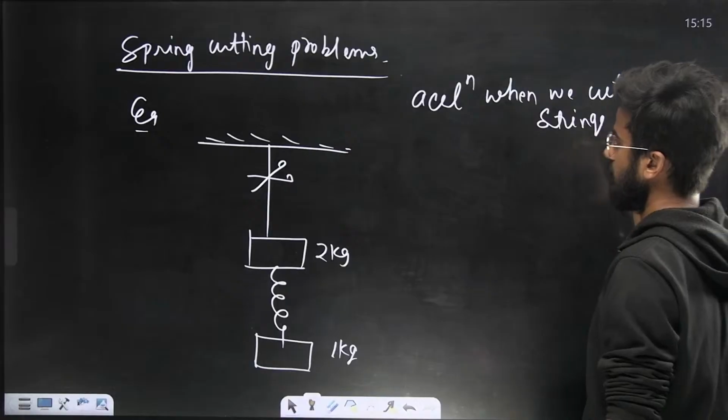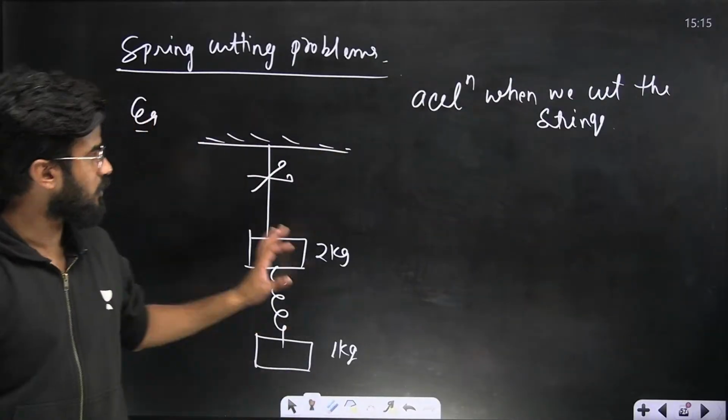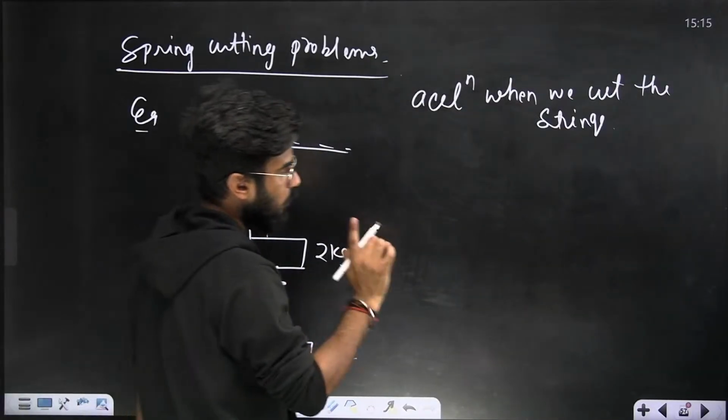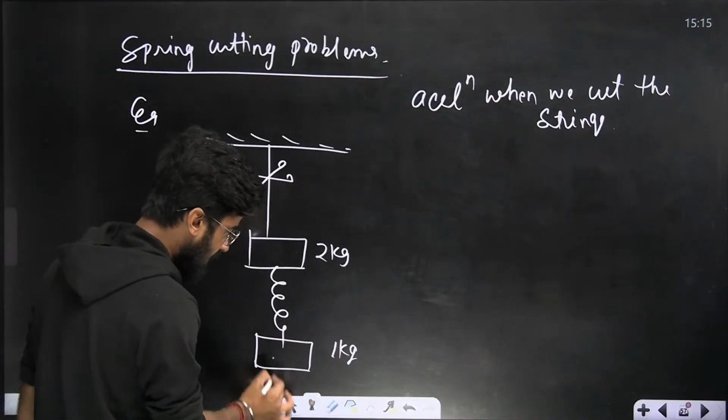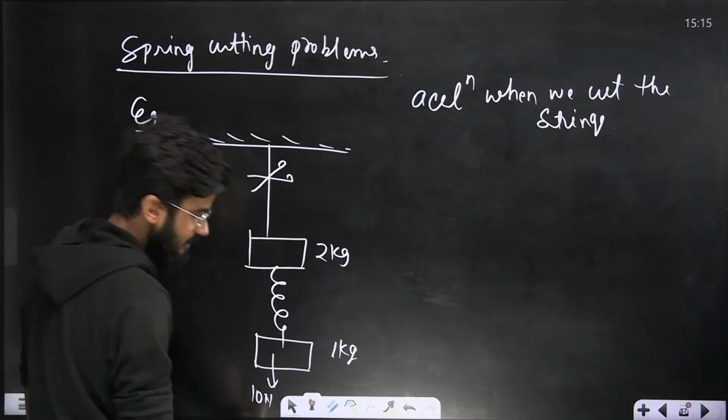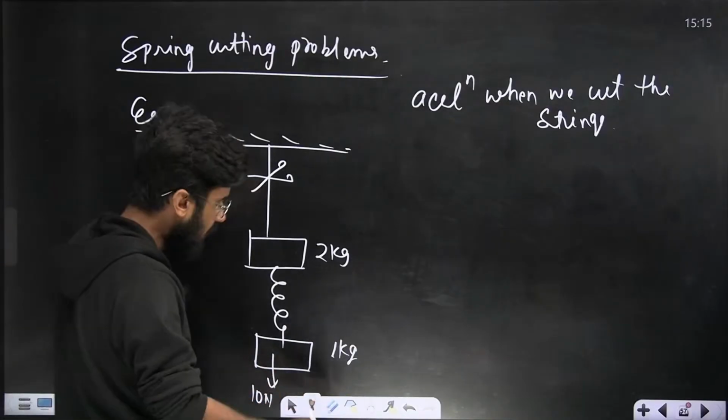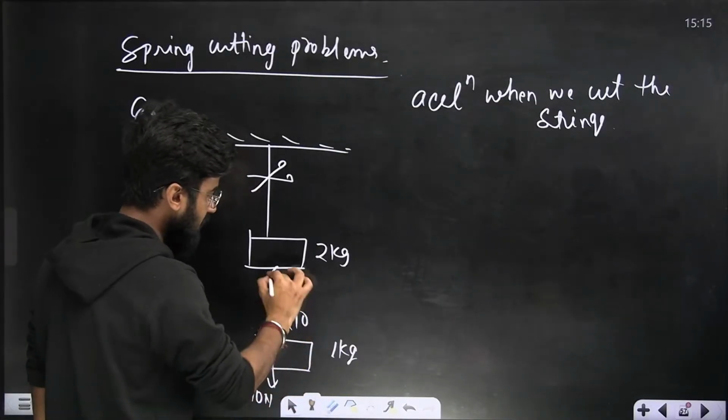We have to calculate the acceleration on both the blocks. Okay, now just look at this. What is it? 1 kg means downward is 10. If downward is 10 Newton, so upward is also 10, means here is also 10.